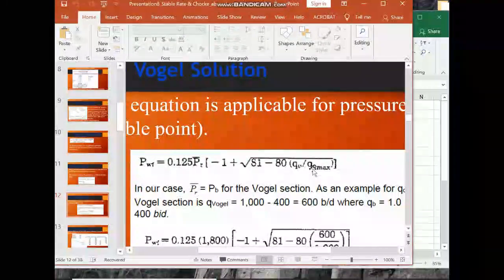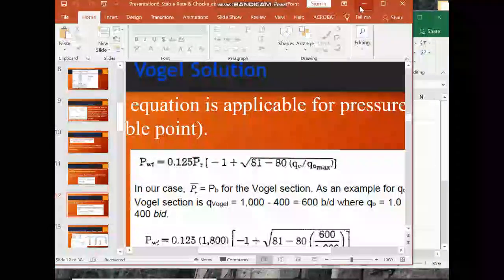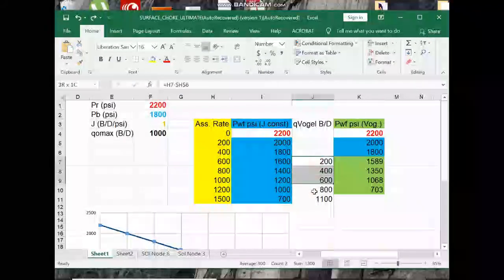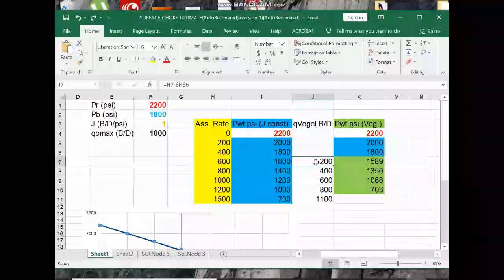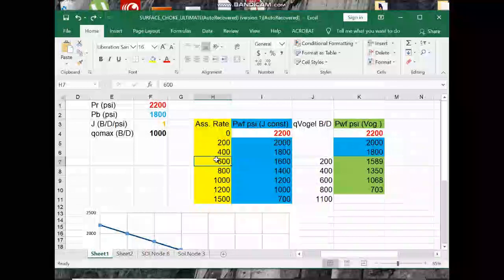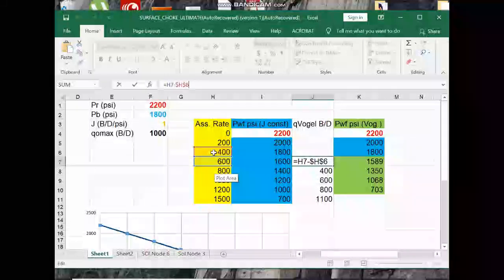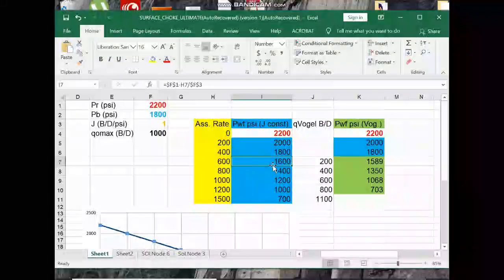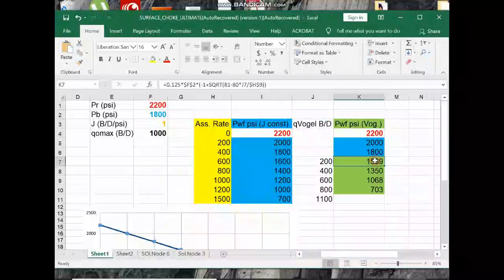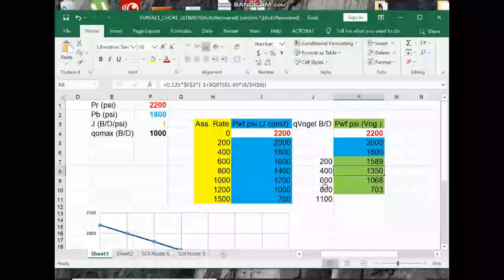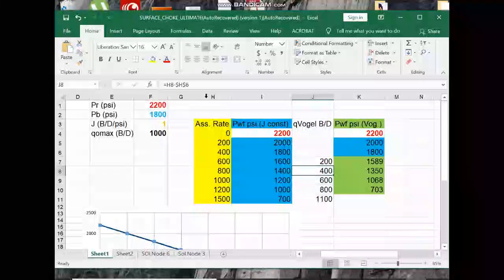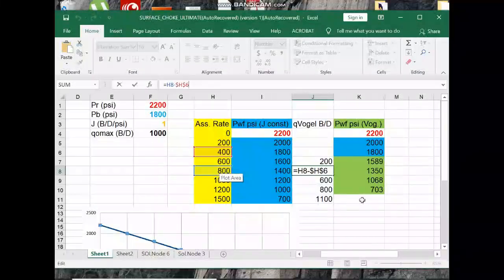Q max is given, and Q is what we call Q Vogel. We have a column for it. So what's this Q Vogel corresponding to the 600 barrels per day? It's basically 600 minus 400, which is QOB, the flow rate at the bubble point. Okay, then we calculate, we get this. The same thing for the 800 barrels per day, the Vogel corresponding is again 800 minus 400, and so on.